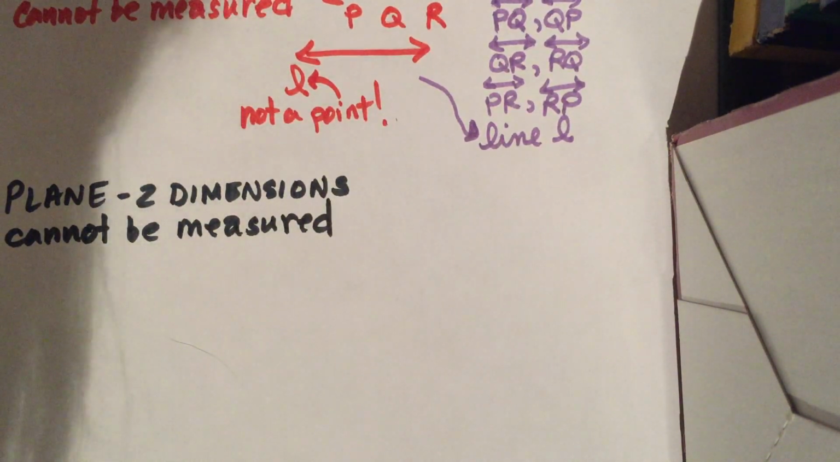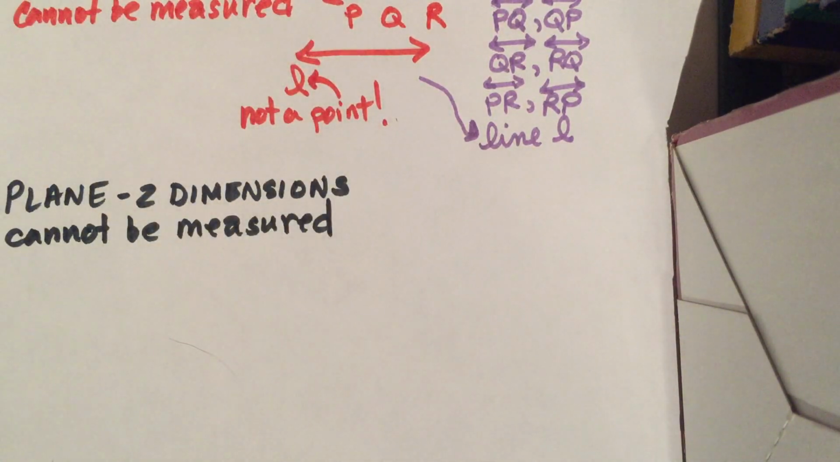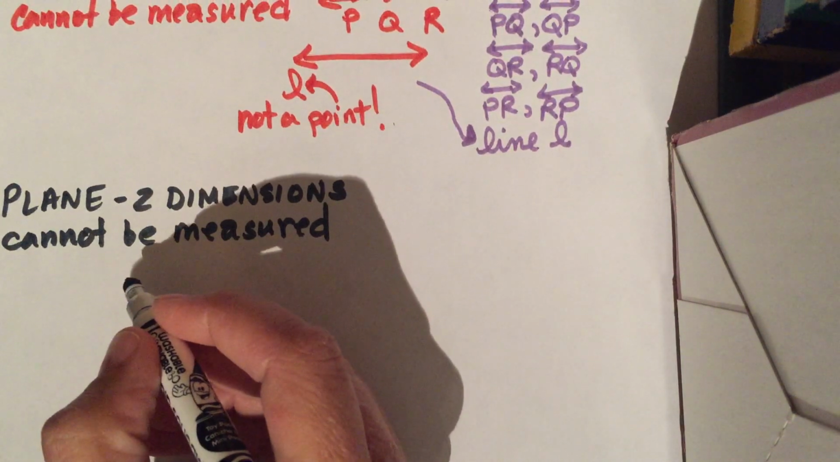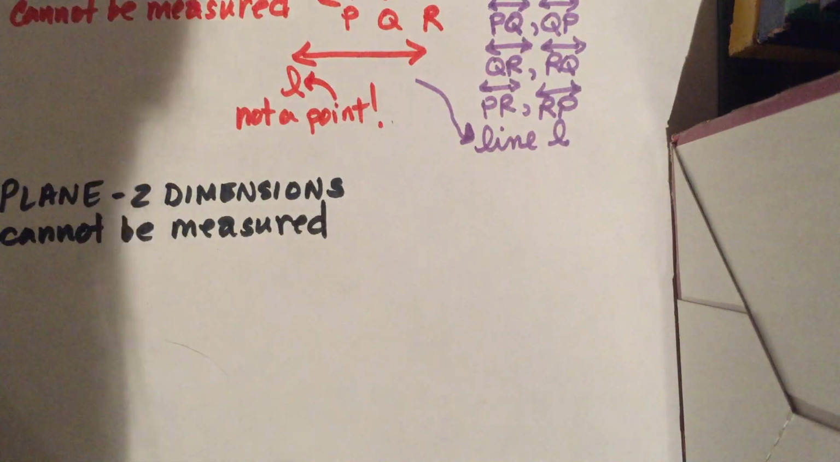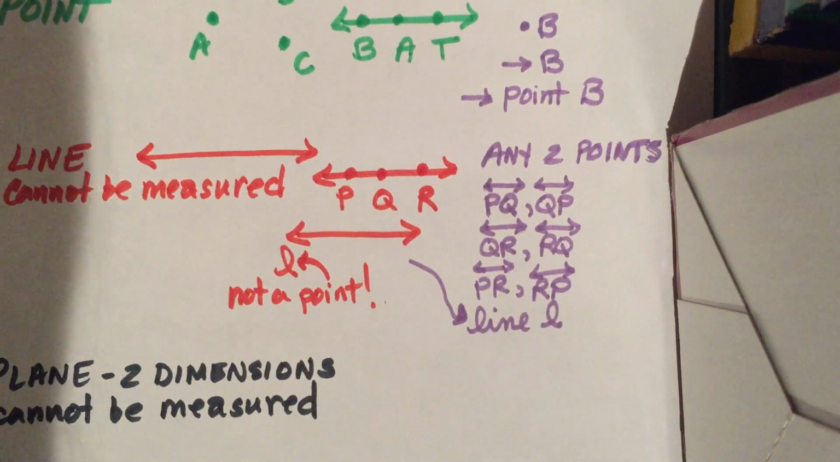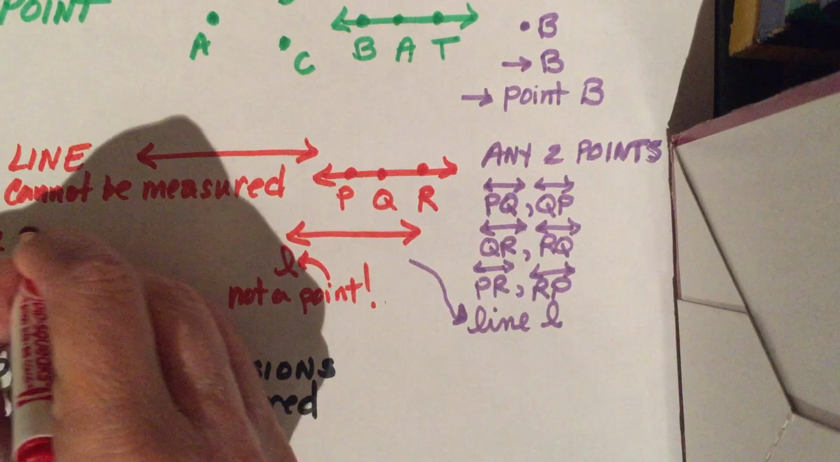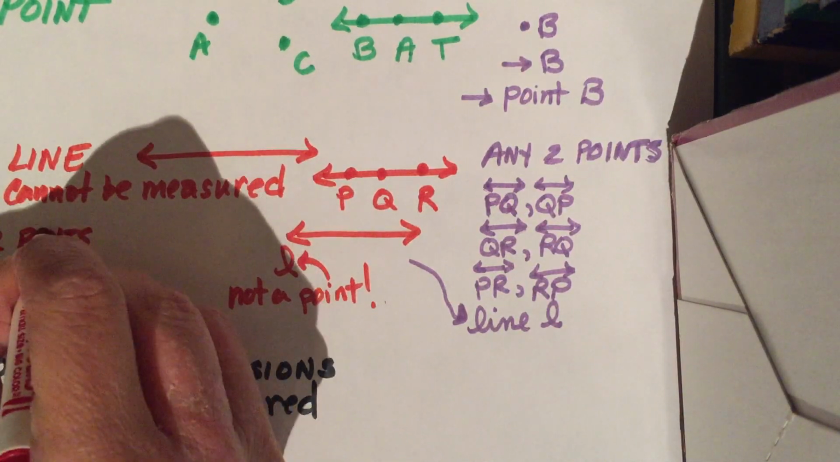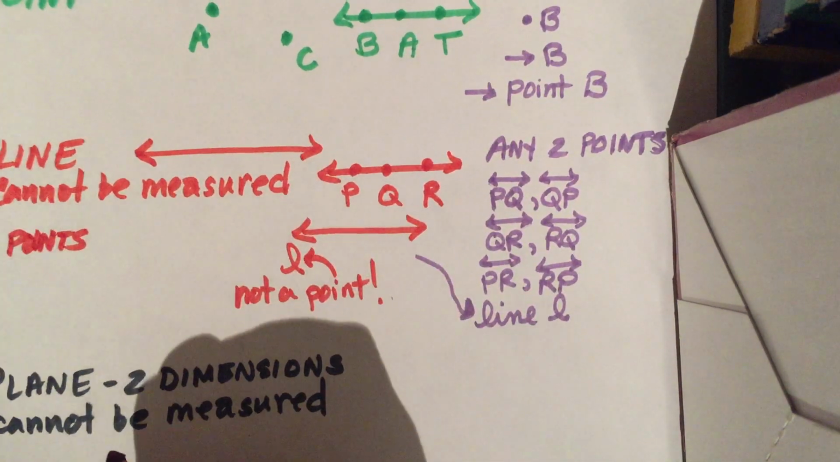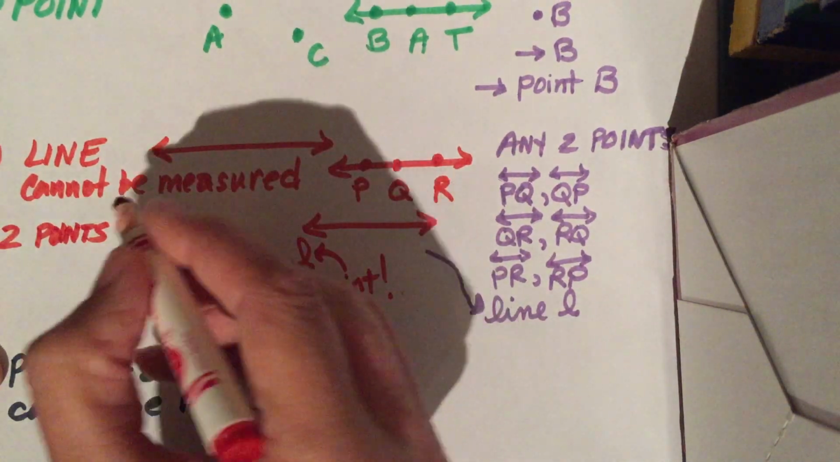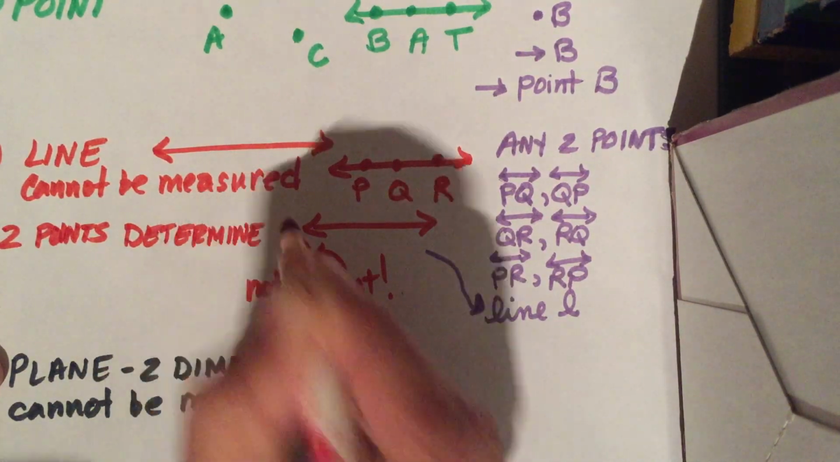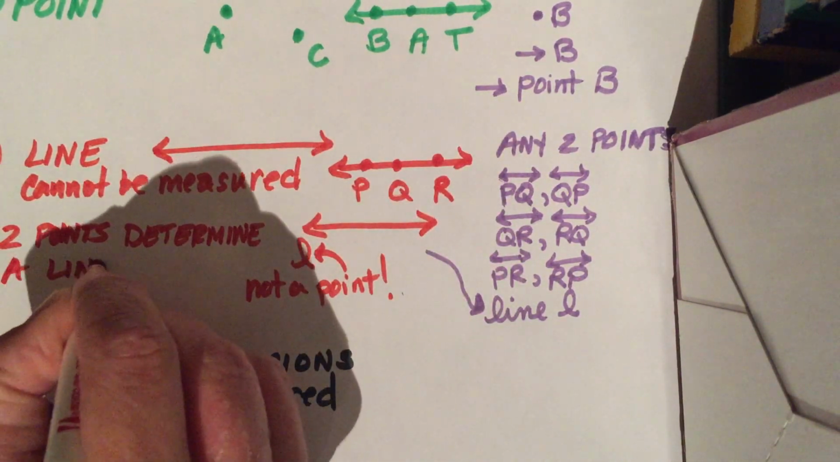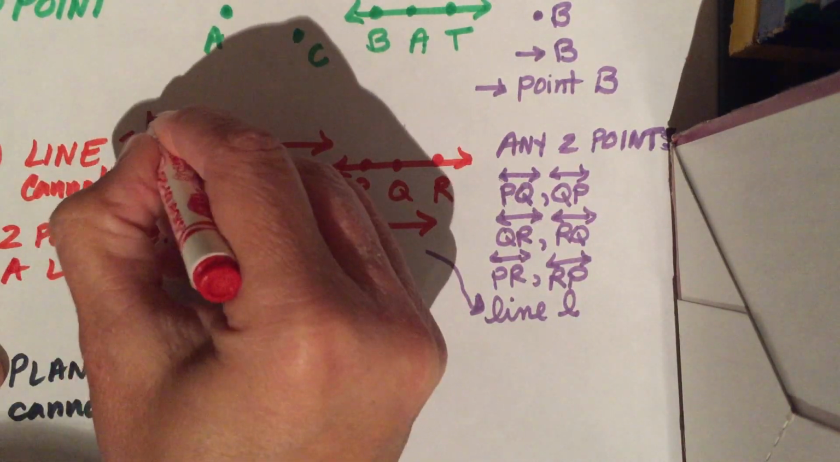Think about your desk in your classroom. If that extended infinitely in all directions, that's a plane. So a plane also cannot be measured. And as for a line, I'm going to go back and add this to the line because I think this is important. Okay, 2 points determine a line. That means anytime you draw 2 points, okay, we'll also add up here that a line is 1-dimensional.